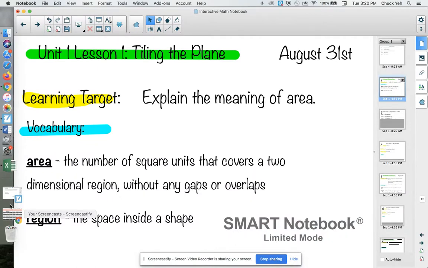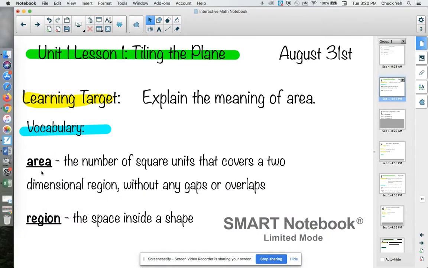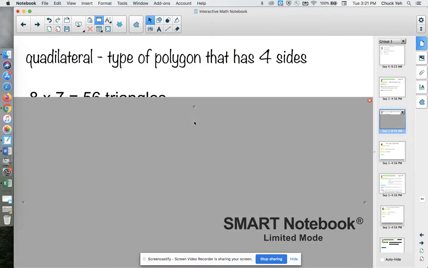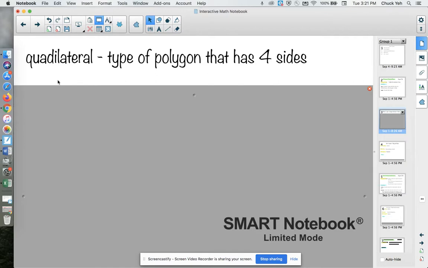Your homework yesterday was to write this in your notebook, write the definition of area and region. Make sure that you're putting this in your notebook. A couple of us submitted the homework, which you didn't have to. When they submitted it, it looked like they just wrote it on a piece of paper. This should be in your notebook, just like this. Okay? So anytime you need to write, just go back and pause the video so you can write everything.